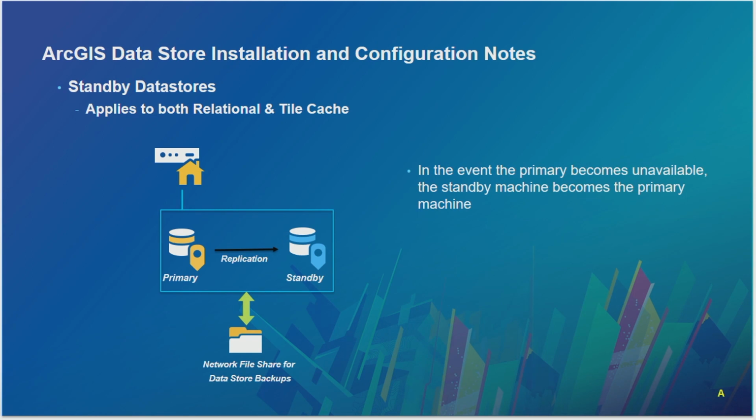In the event that the primary does become unavailable, obviously the replication would discontinue, and then that secondary machine automatically becomes my primary. And with this, I can go in and see what has happened and restore a secondary machine as well.